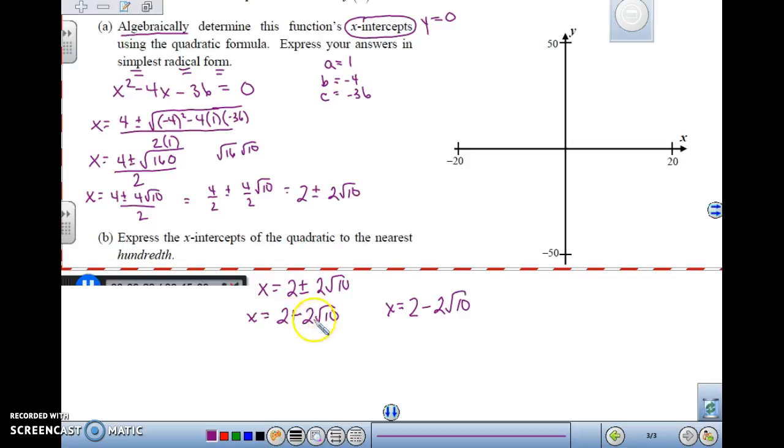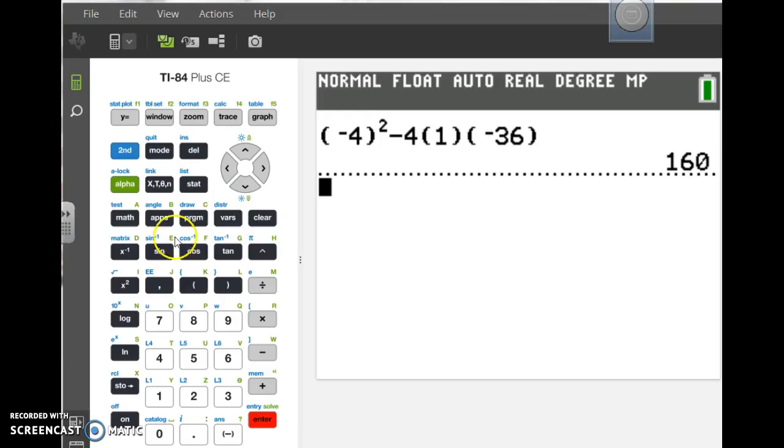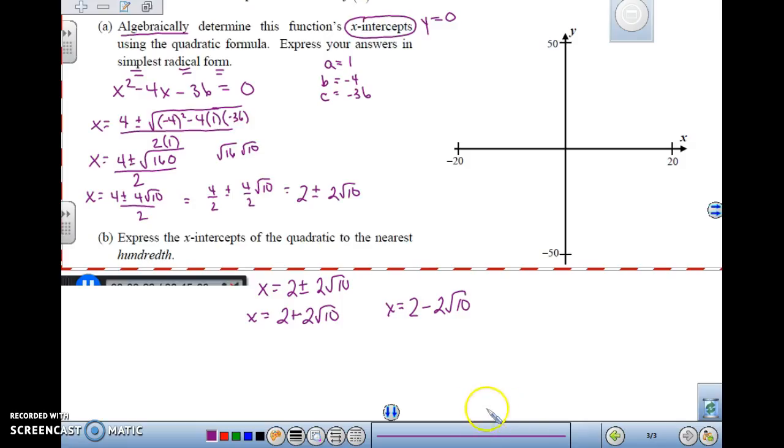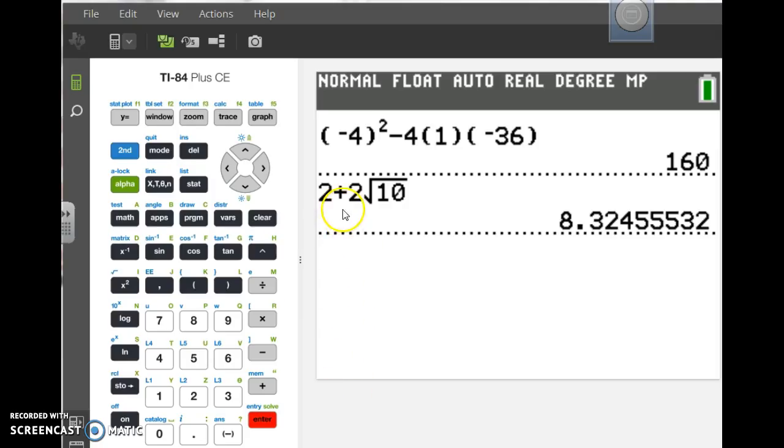All right, so what you do is you put this part in your calculator. 2 plus 2 times the square root of 10. And rounded to the nearest hundredth, this would be 8.32. So flip back here, x is going to be 8.32 approximately. Okay, 2 minus 2 radical 10. To save myself some time, I'm just going to arrow up and grab this, so I don't have to retype it. You can retype it if you want to. And then I'm going to arrow back and change the plus to a minus.